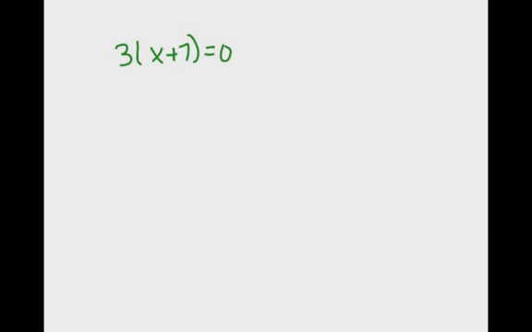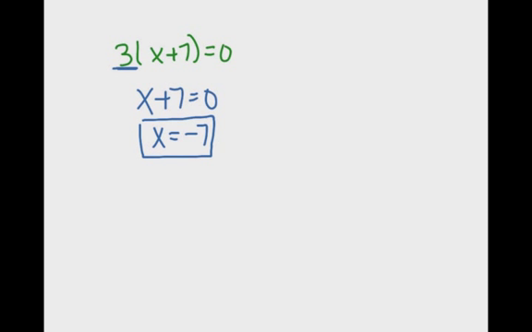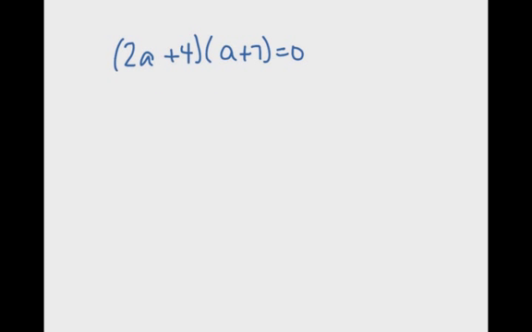Let's try another example. We have 3 times the quantity x plus 7 equals 0. So now using the zero product property, we know that either a can equal 0, b can equal 0, or they both can equal 0. Well, if we look, here our first number is 3. 3 can never equal 0, so we know that that's not true, which means x plus 7 must equal 0, because one of them has to equal 0. So then we will solve for x by subtracting 7, and we will find that x equals -7 to make this statement true.